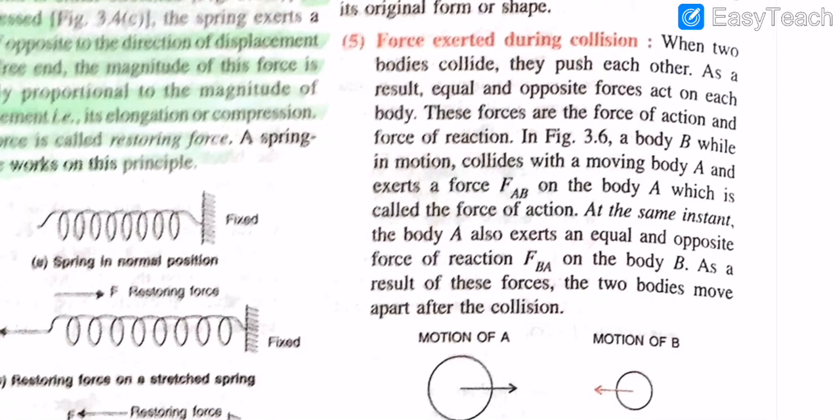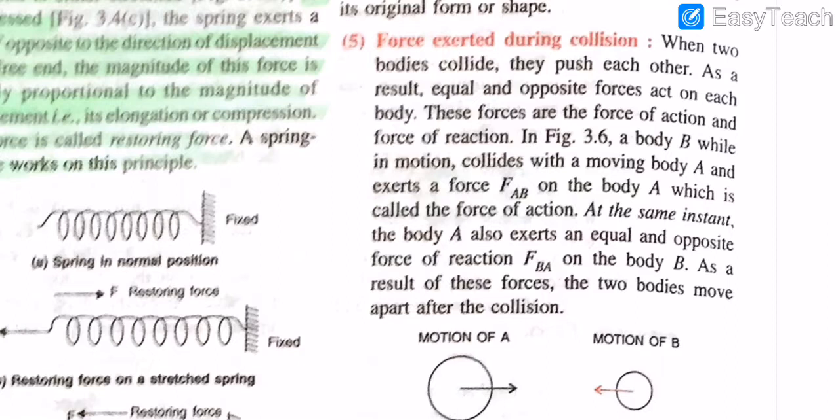Okay, then the fifth one. Force exerted due to collision. When two bodies collide, they push each other. As a result, equal and opposite forces act on the bodies. These forces are the force of action and the force of reaction. A body B, while in motion, collides with a moving body A and exerts a force FAB on it, which is called the force of action. At the same instant, body A also exerts an equal and opposite force, a force of reaction FBA, on the body B. As a result of these two forces, the two bodies move apart after collision.